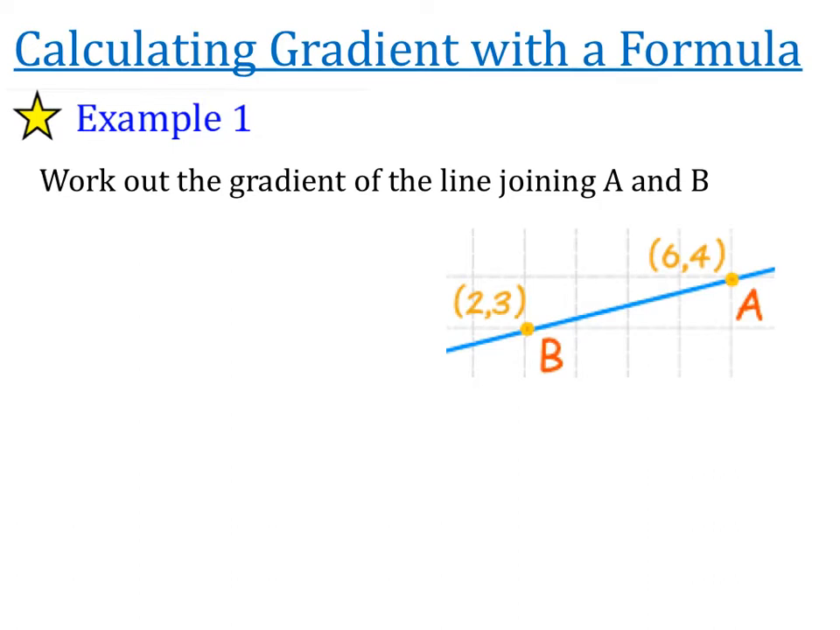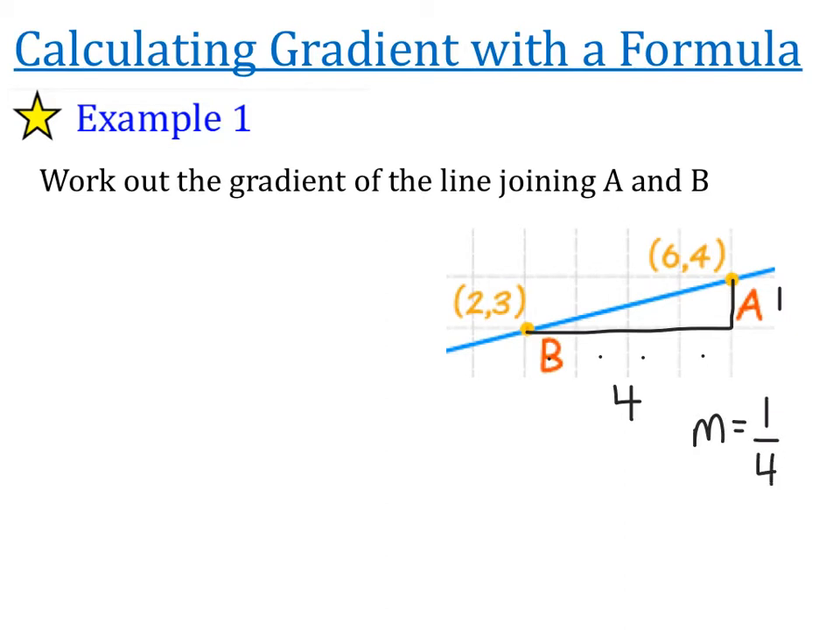So the question asks us to work out the gradient of the line that joins together points A and B. So very similar to yesterday, we have two perfectly lovely points located on this line. You can see points A and B are nice points. So I'm going to go ahead and join them up like I did yesterday. And I can also see that there is 1, 2, 3, 4 squares across there, and there is 1 square up. So I can calculate the gradient by just doing my up divided by my across.